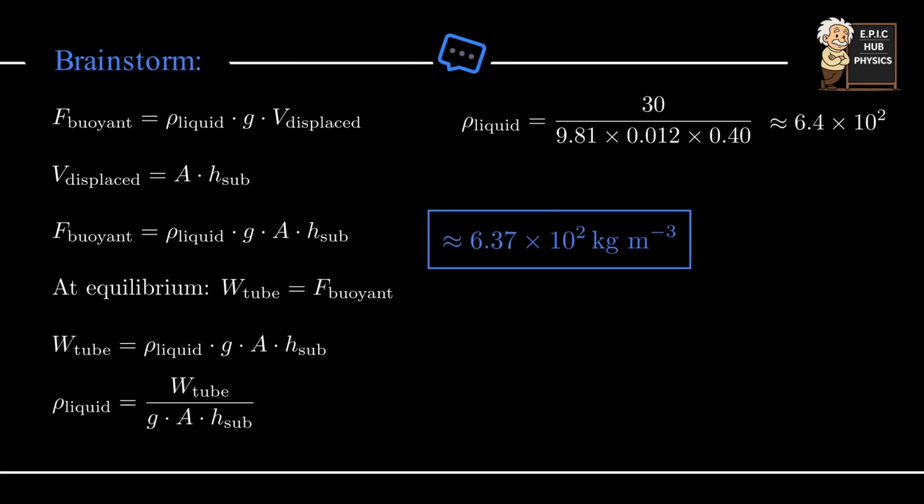So what did we do? First, we used Archimedes' principle, which states that the upthrust equals the weight of the liquid displaced. Then, we calculated the displaced volume, using the cross-sectional area of the tube and the submerged height. After substituting this volume into the buoyant force equation, we equated the buoyant force to the weight of the tube, because the tube is floating in equilibrium. Finally, we rearranged the equation and substituted the given values to calculate the density of the liquid.